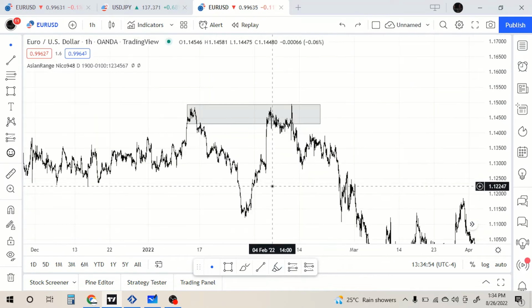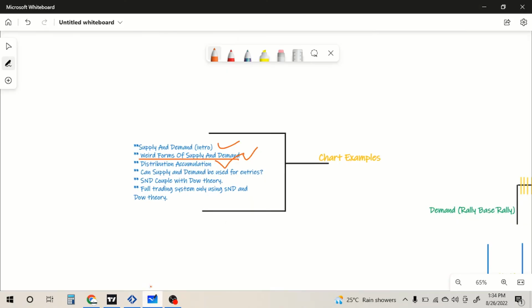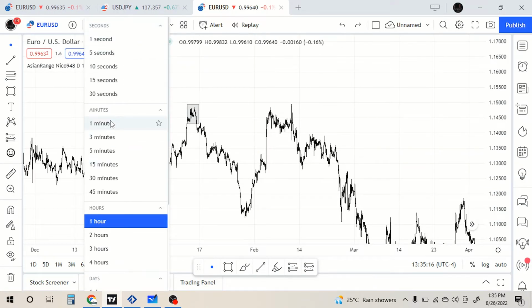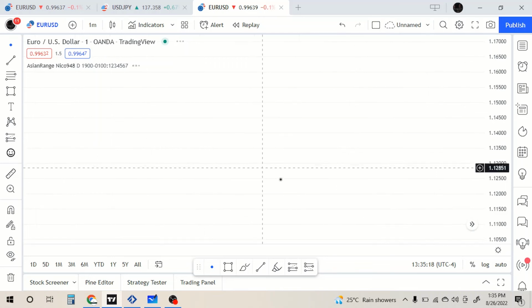Okay, so that being said, we look at the next thing after discussing supply and demand. You can see we're looking at, can supply and demand be used for entries? Yes, it can be used for entries. Okay, it can be used for entry. So before we go into that, we're going to be looking at supply and demand coupled with the Dow theory. Now, a lot of traders just go onto the charts. So maybe they are on the 1 minute time frame. Okay, let's go there.